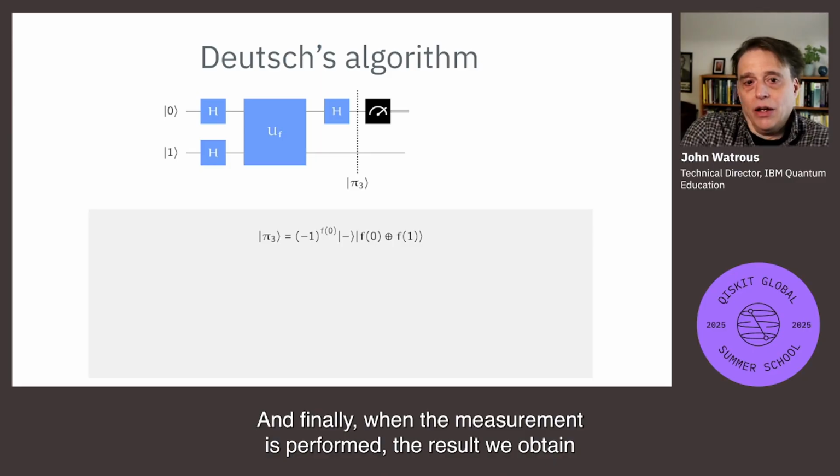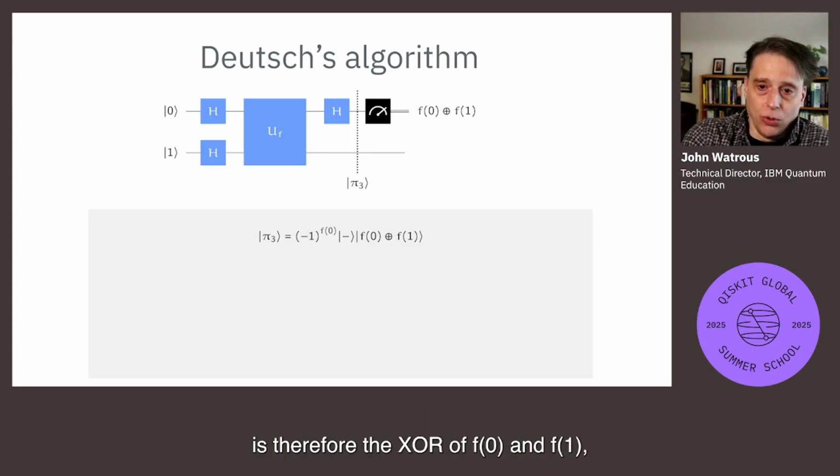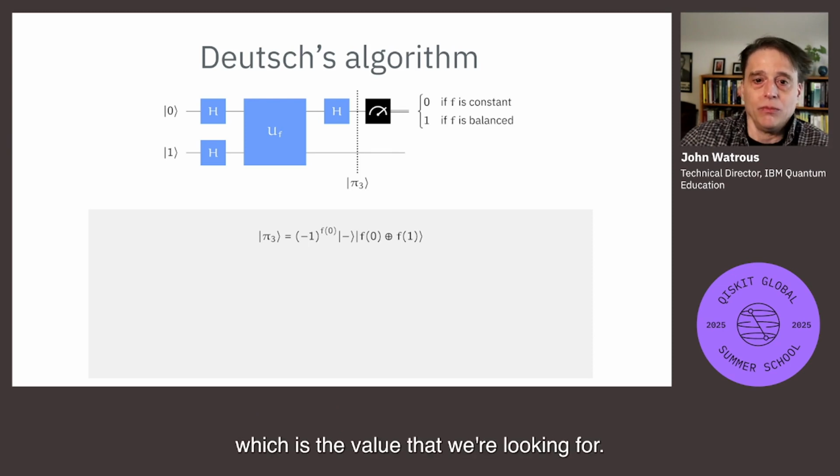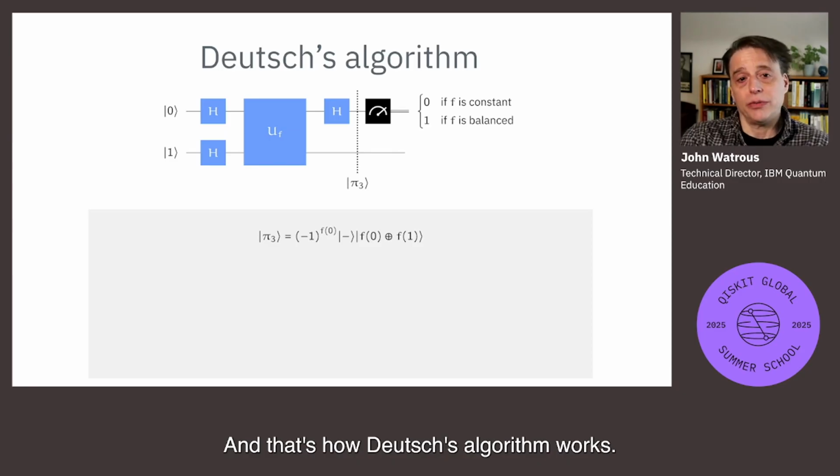And finally, when the measurement is performed, the result we obtain is therefore the XOR of f of 0 and f of 1, which is the value that we're looking for. And that's how Deutsch's algorithm works.